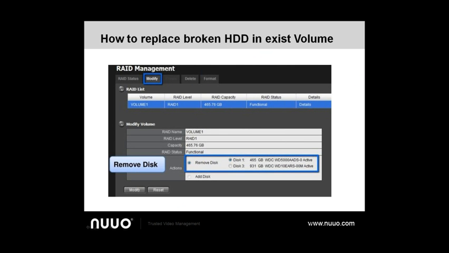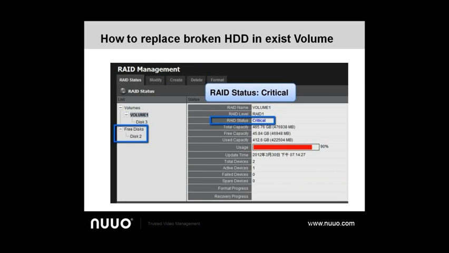Some users will remove this hard disk directly without using the modify function. That will cause the RAID volume to become abnormal and then broken. So the correct step is to use the modify function, and then select remove disk and select the disk you want to remove. And then click the modify button to modify this volume. After that, the volume will become critical status, which means there are some problems with the volume, but the video recording is not abnormal.